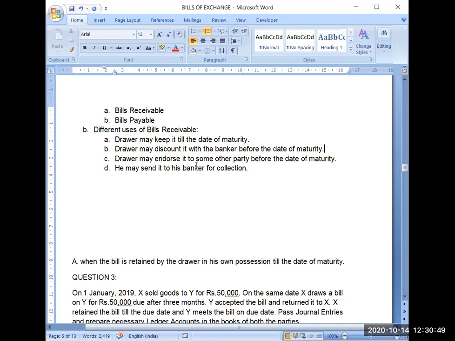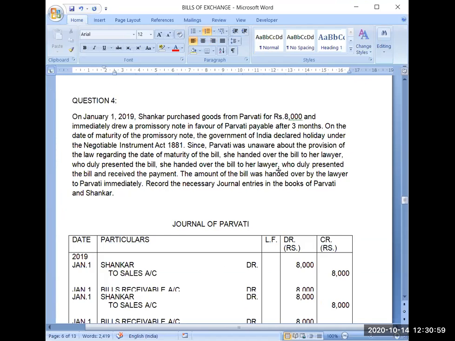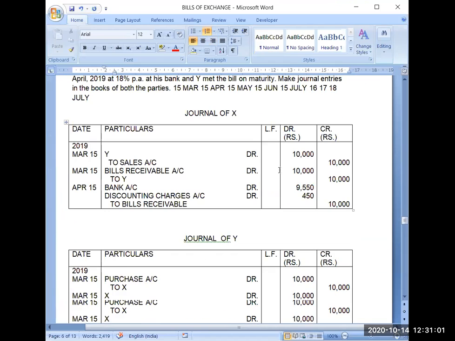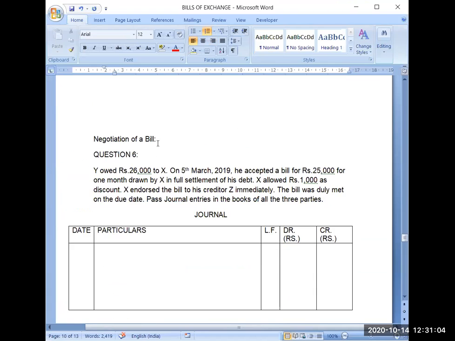Now the third case is when the drawer endorses it, meaning transfers it to some other person, meaning he is transferring this bills receivable to his creditor. So how to record these transactions, that we have to learn. That is called negotiation of a bill, or you can also say endorsement of a bill. The person who is transferring is called the endorser, and the person to whom the bill is transferred is called the endorsee.